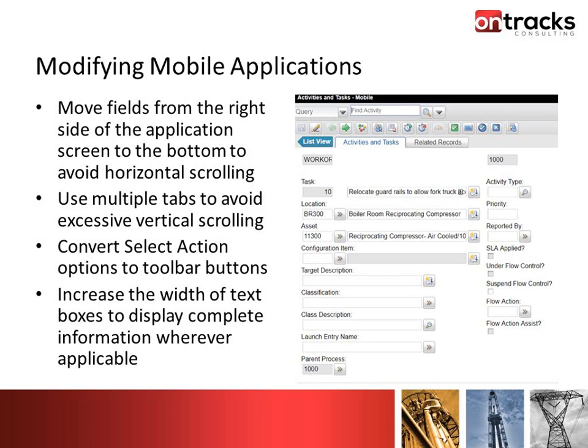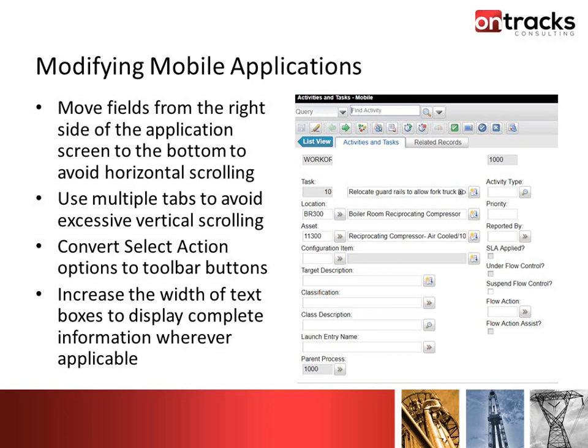Vertical scrolling is something that can't entirely be avoided in most cases, but it's also something that is common across most mobile sites and applications. So that's something that users are used to doing. Regardless, excessive vertical scrolling can be avoided by just using multiple tabs in an application.